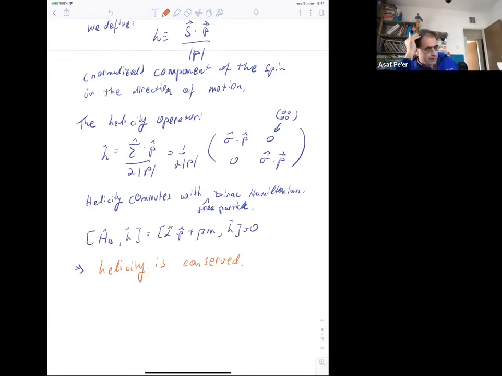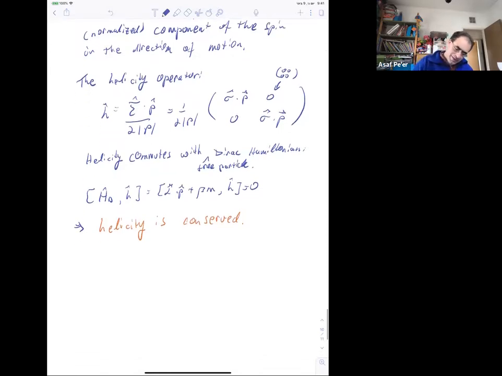So the component of the spin measured along any axis is always either plus half or minus half, right? So the eigenvalues of the helicity operator acting on the Dirac spinor are always going to be either plus or minus 1/2. So there are only two possible helicity states for a spin half fermion, either plus half or minus half, right? Again, spin half particle.